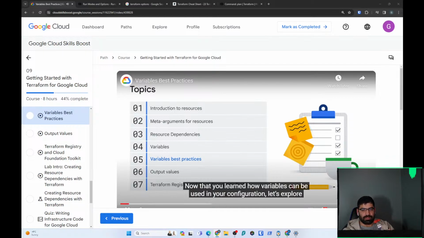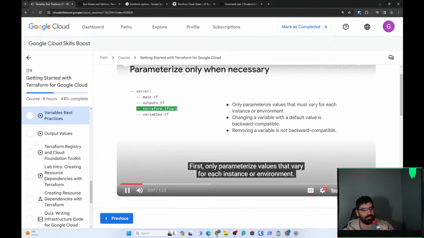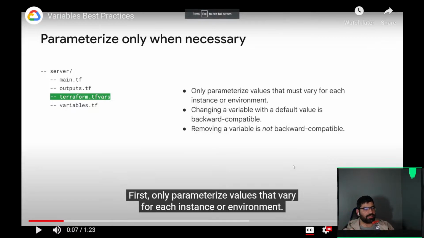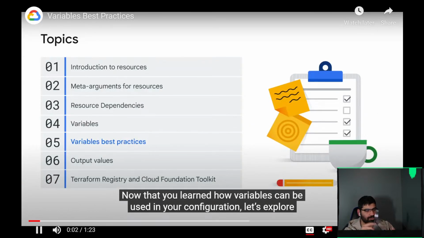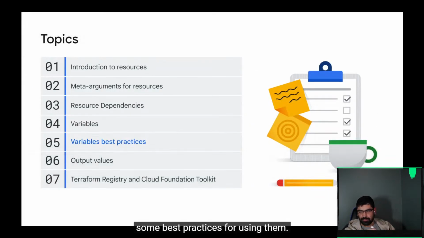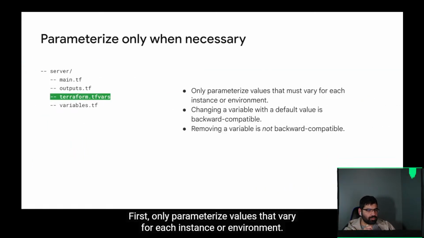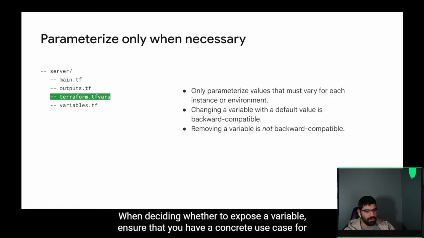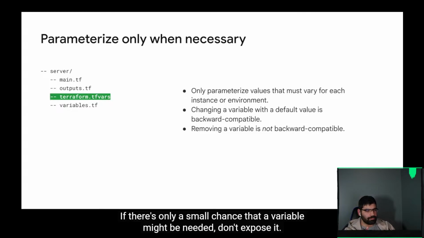Now that you know how variables can be used in your configuration, let's explore some best practices for using them. Best practices make or break you as a great programmer. First, only parameterize values that vary for each instance or environment. When deciding whether to expose a variable, ensure that you have a concrete use case for changing it. If there's only a small chance that a variable might be needed, don't expose it.